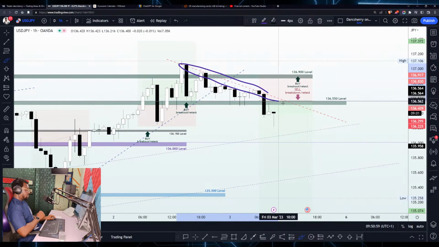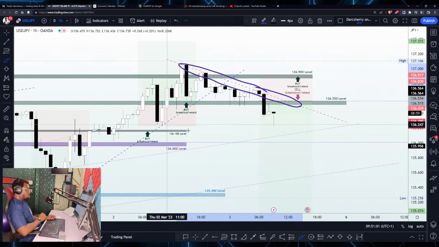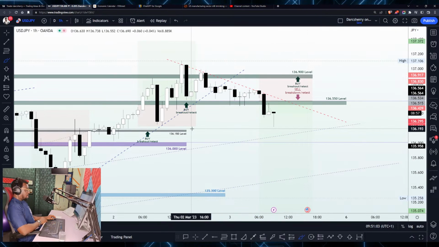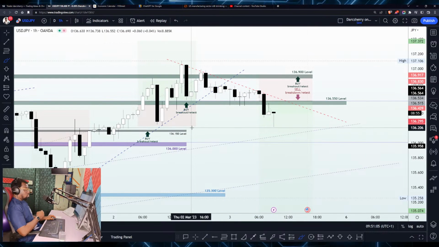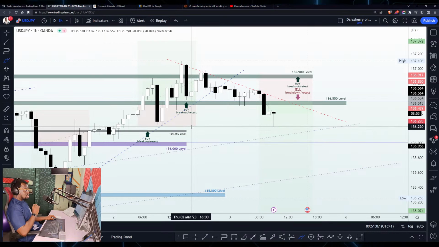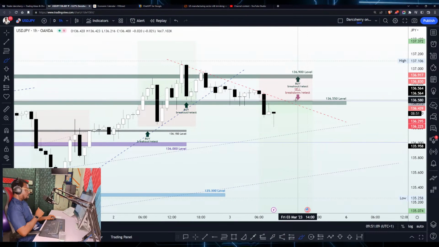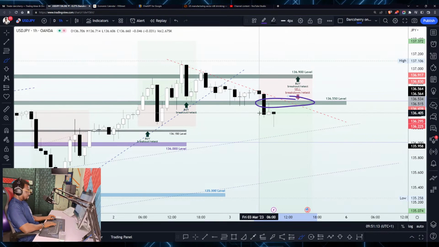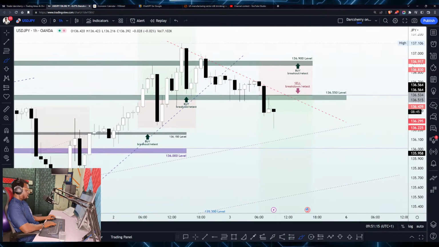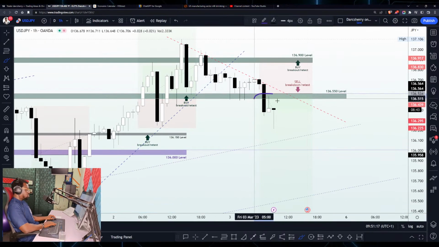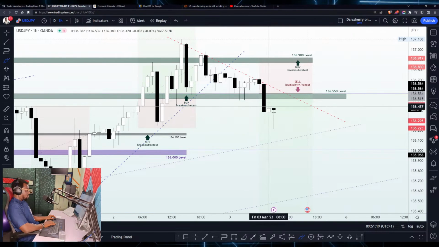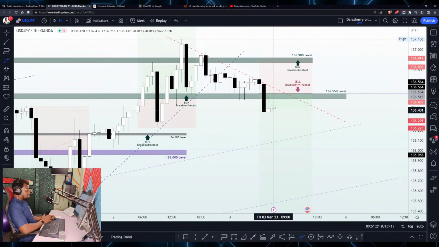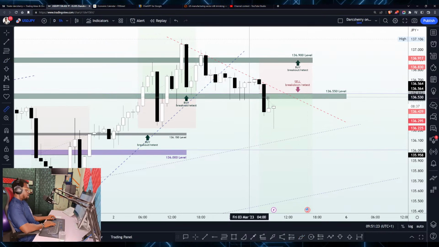So when we connect the series of lower highs here, we have a beautiful bearish trend line, so we continue to look forward to selling opportunities as long as price remains below the trend line and the 136.550 level. So with the situation we have right here, we already have a retest of that structure, triggered our sell position, and price action is currently running in our favor.